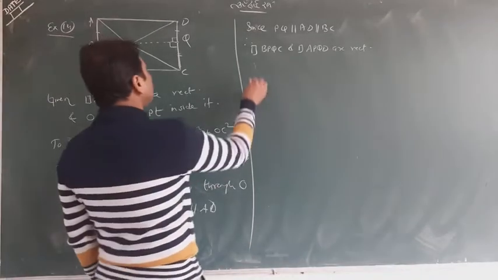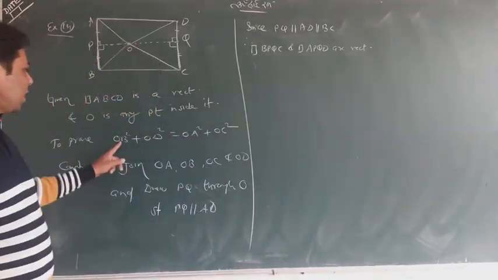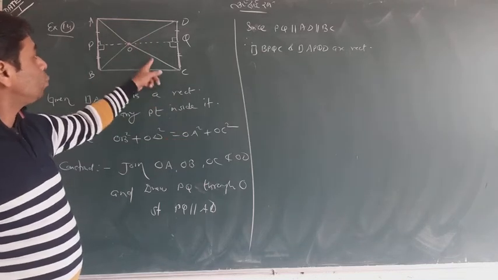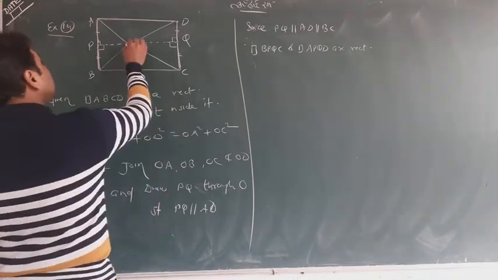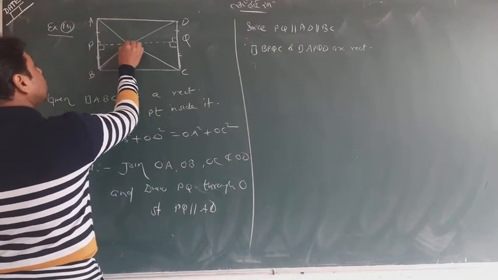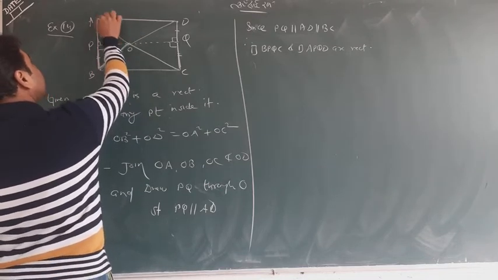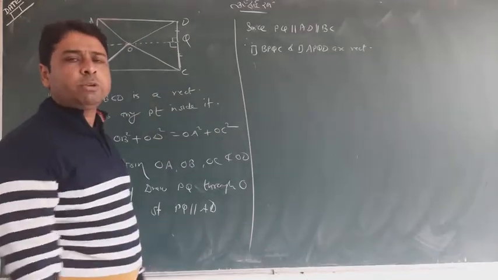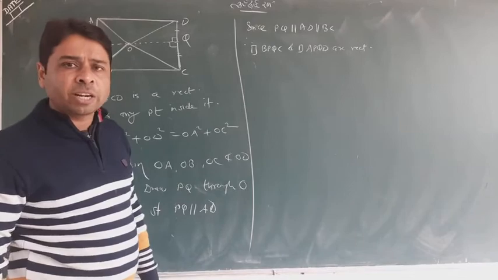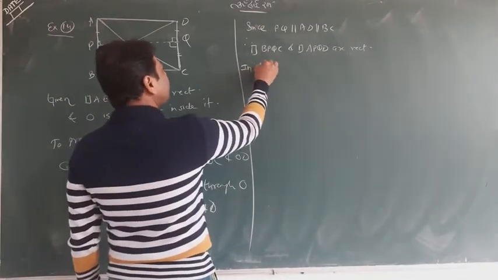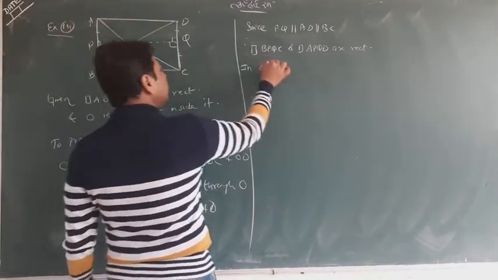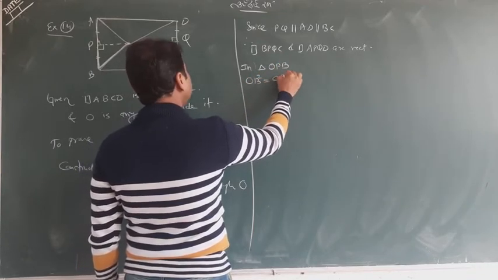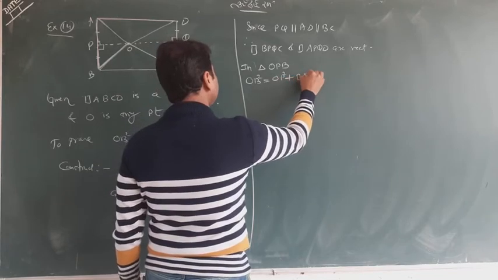Now I'll go on to all the triangles. You can understand I need OB square, OD square, OA square, OC square, and these are not directly available. But if you go on this right angle triangle, it's going to be the hypotenuse. If you go on this right angle triangle, it's going to be the hypotenuse. So it's all of the hypotenuse. So definitely we'll use the Pythagoras theorem on each right angle triangle. In triangle OPB, OB square equals OP square plus BP square.